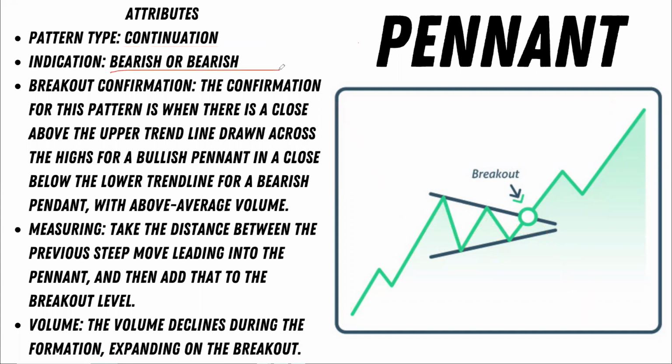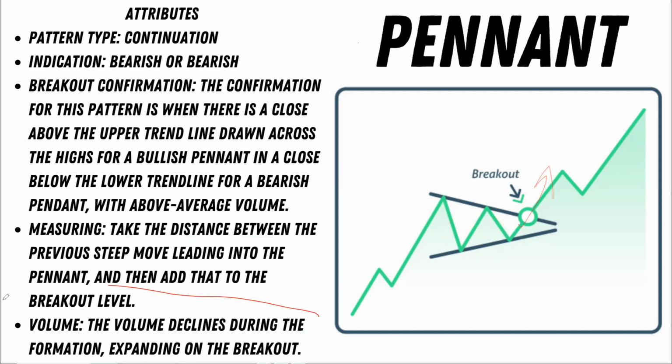It's either bearish or bullish. And the confirmation for this pattern is when there's a close above the upper trend line drawn across the highs for a bullish pennant and a close below the lower trend line for a bearish pennant with above average volume. Now, when it comes to measuring, you're going to take the distance of the previous steep move leading into the pennant and then add that to the breakout level. The volume declines during the formation, expanding on the breakout.